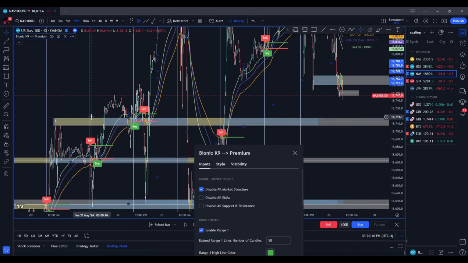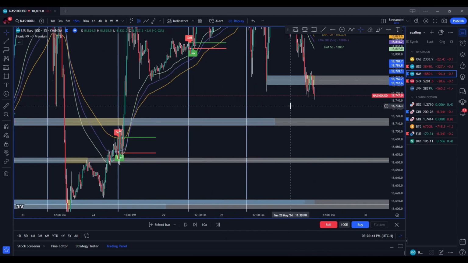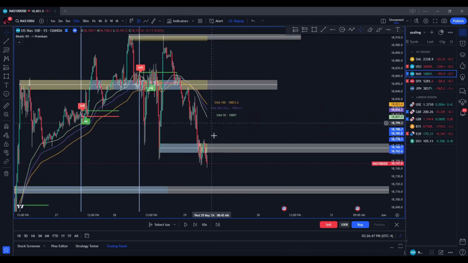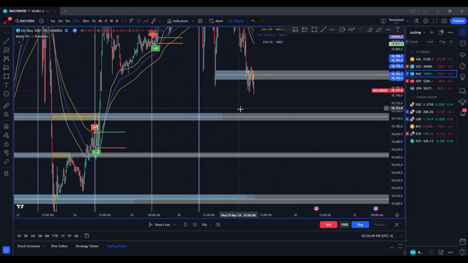You'll see the resistance level here. So like I said, you'll draw it out and drag it over, right? So now you see the levels that we're looking at. We got a level right here. We got a level right here. We got levels up here, right?